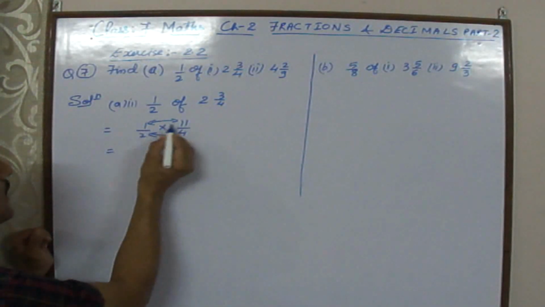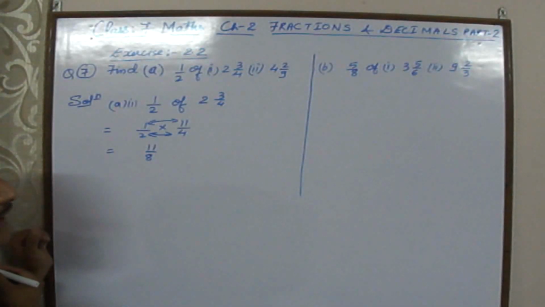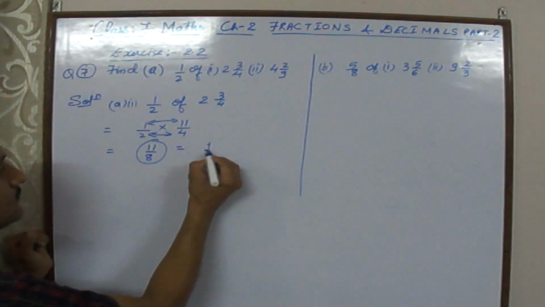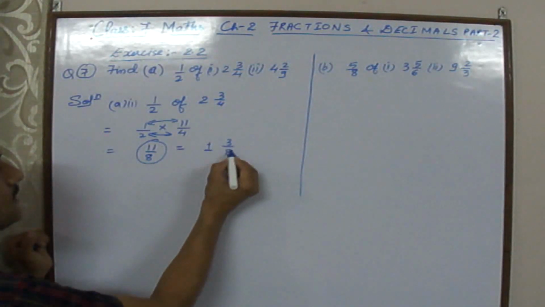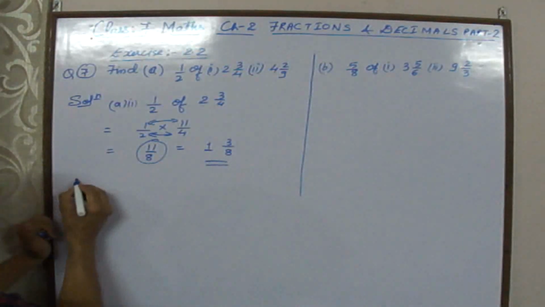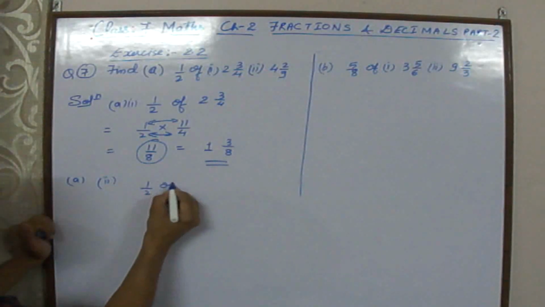Now multiply: 1 eleven is 11 and 4 twos are 8, and convert to mixed fraction. Why? Because this is an improper fraction. So we divide: 1 3 by 8. And the second part of the question is half of 4 2 by 9.